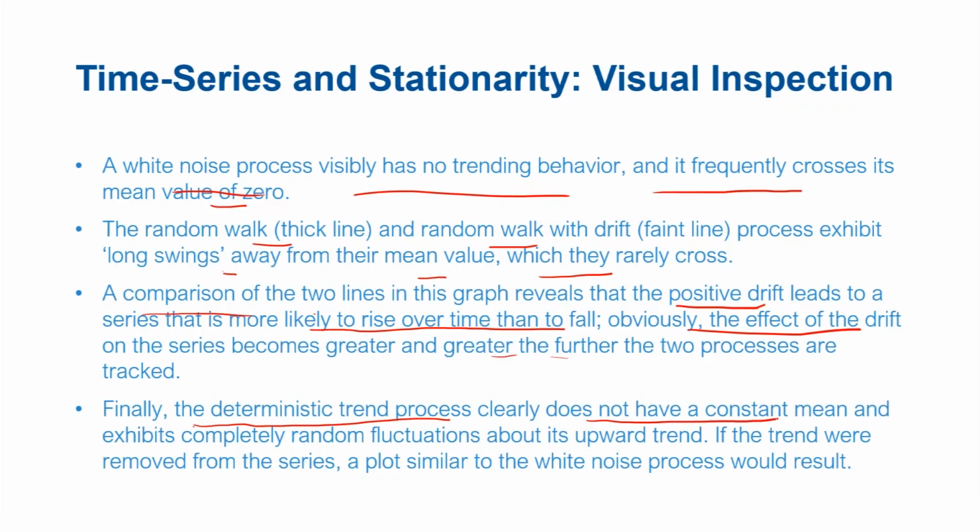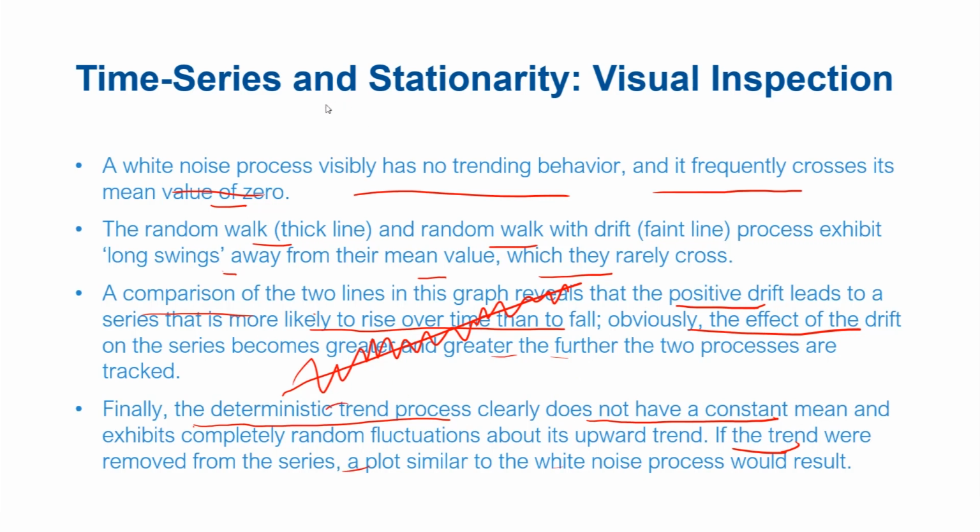Lastly, we also recall that we saw visually the deterministic trend process, and we noted that it does not have a constant mean, but those fluctuations were around the upward trend. So the mean was increasing secularly upward, and the fluctuations in the deterministic trend process were around that upward trend. And if this trend were removed from the series, a plot very similar to a white noise process would be obtained.